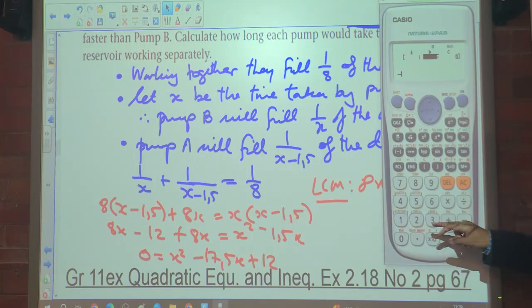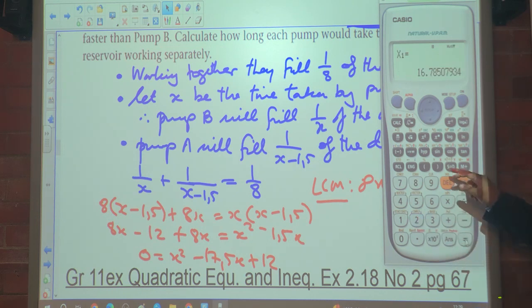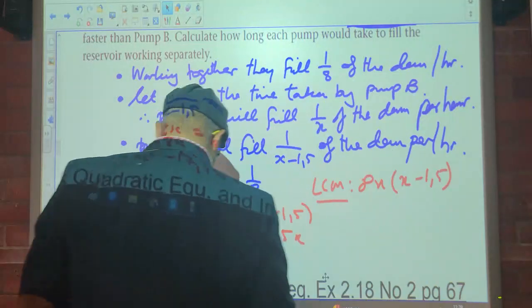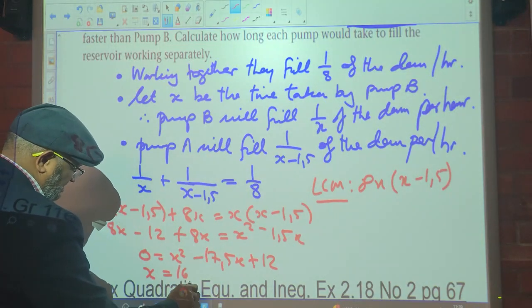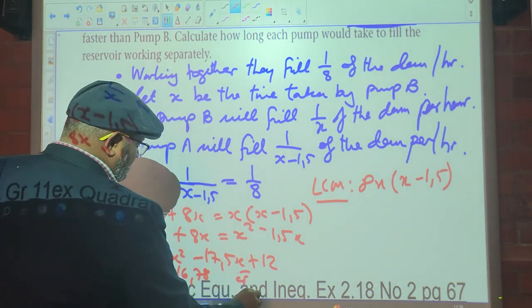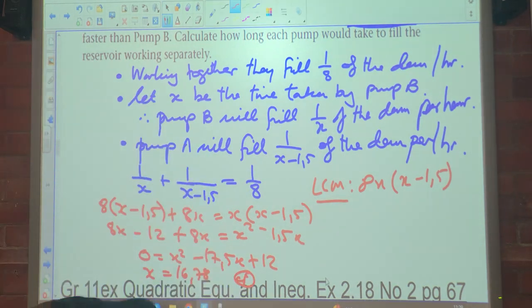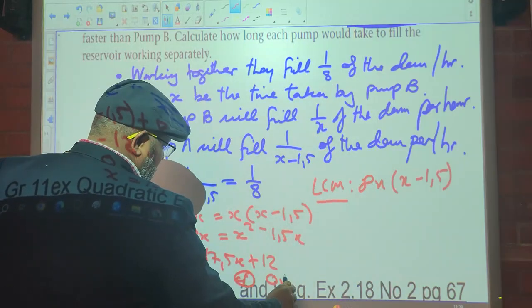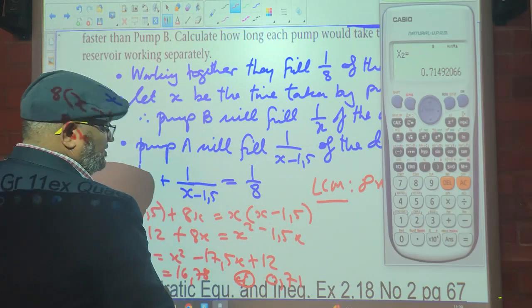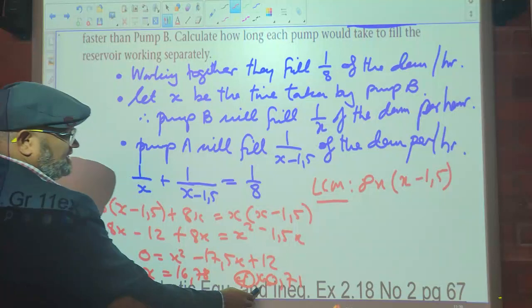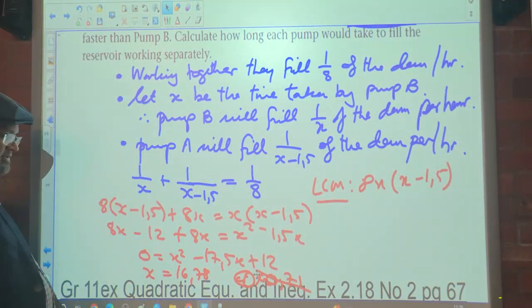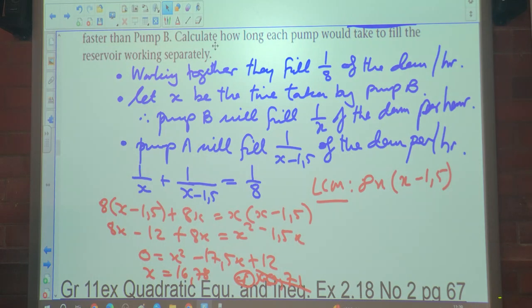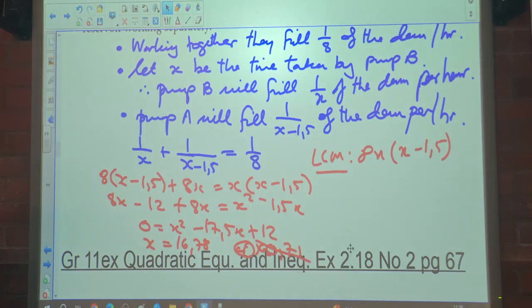So it gives me 1, negative 17.5 and 12. It gives me an answer of 16.78, so x is equal to 16.78 or 0.71, whatever. People, can it be this one? No. Alright, so let's go to the question. How long will it take each pump to fill the reservoir working separately or on their own?